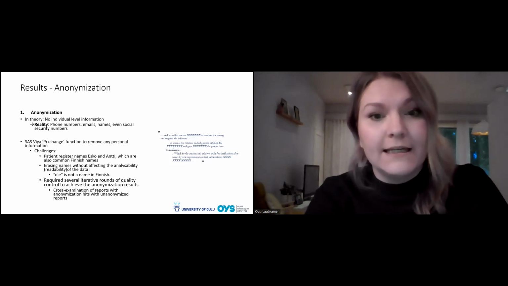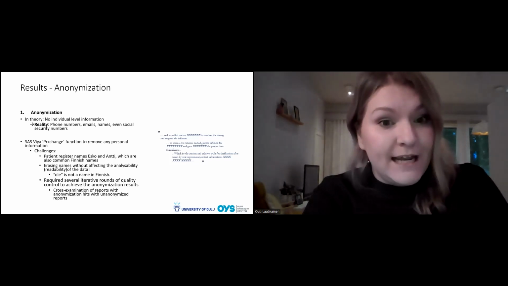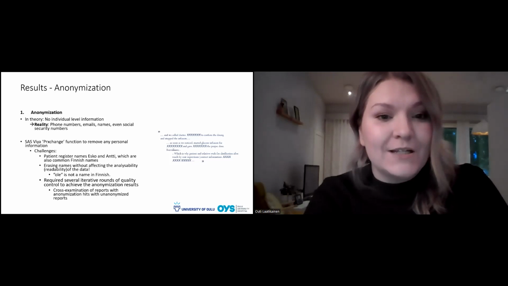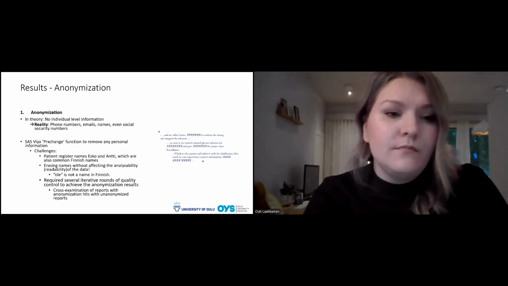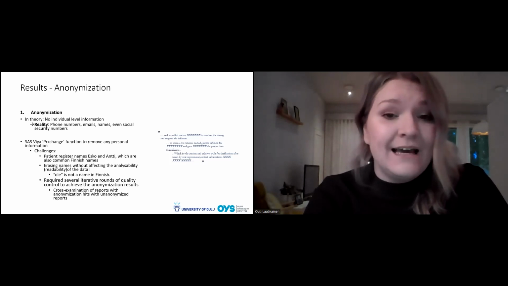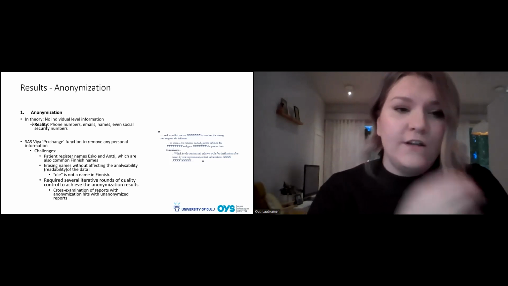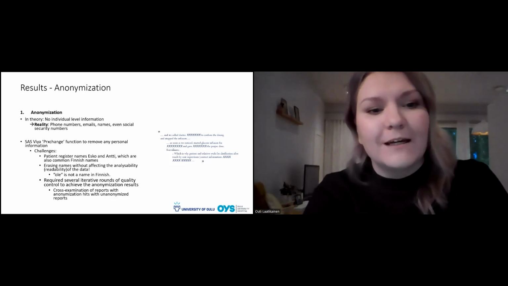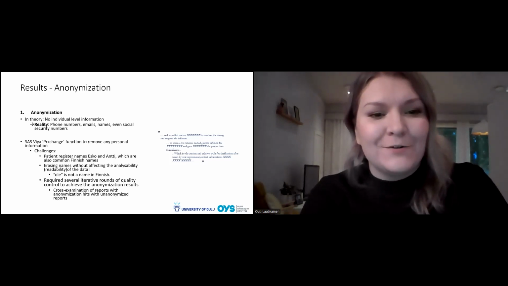The challenges we ran into during the anonymization process were that, for starters, our electronic patient register names were Esko and Antti, which are also common Finnish male names. So we had to exclude these from the lists with specific rules. And also we noticed that there was a fine line balancing between erasing names from the text and still maintaining the analyzability and readability of the data. Finnish language also posed some specific concerns.